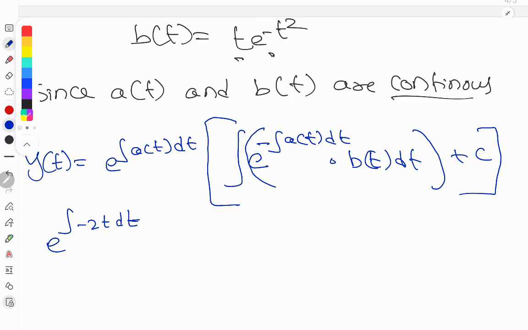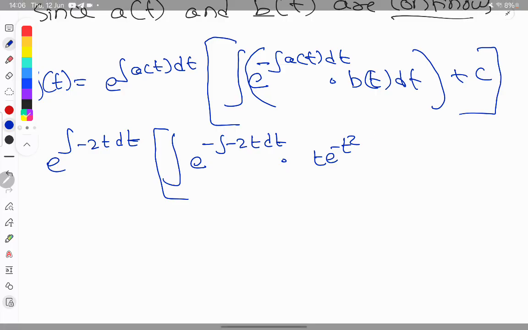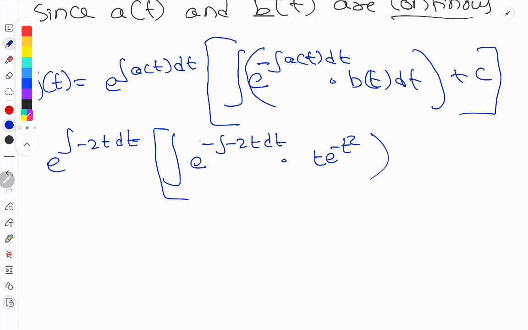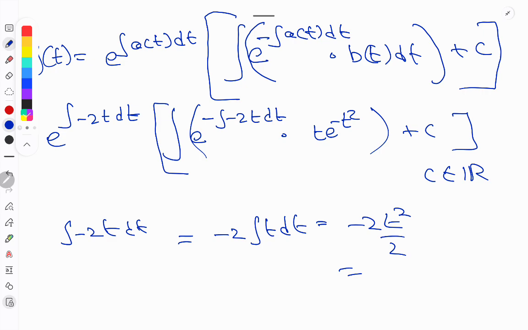So instead of a of t, I have written this one. Then the whole integration of e to the integral of 2t dt multiplied with b of t, which is e to the t square from here, this thing is in brackets plus c, where c belongs to R. It could be anything. You know the basic integrals, right? So this one, you can take the negative outside, and the 2 you can take outside, the integral of t is t square upon 2, so it's negative 2 t square upon 2, so it's negative t square.